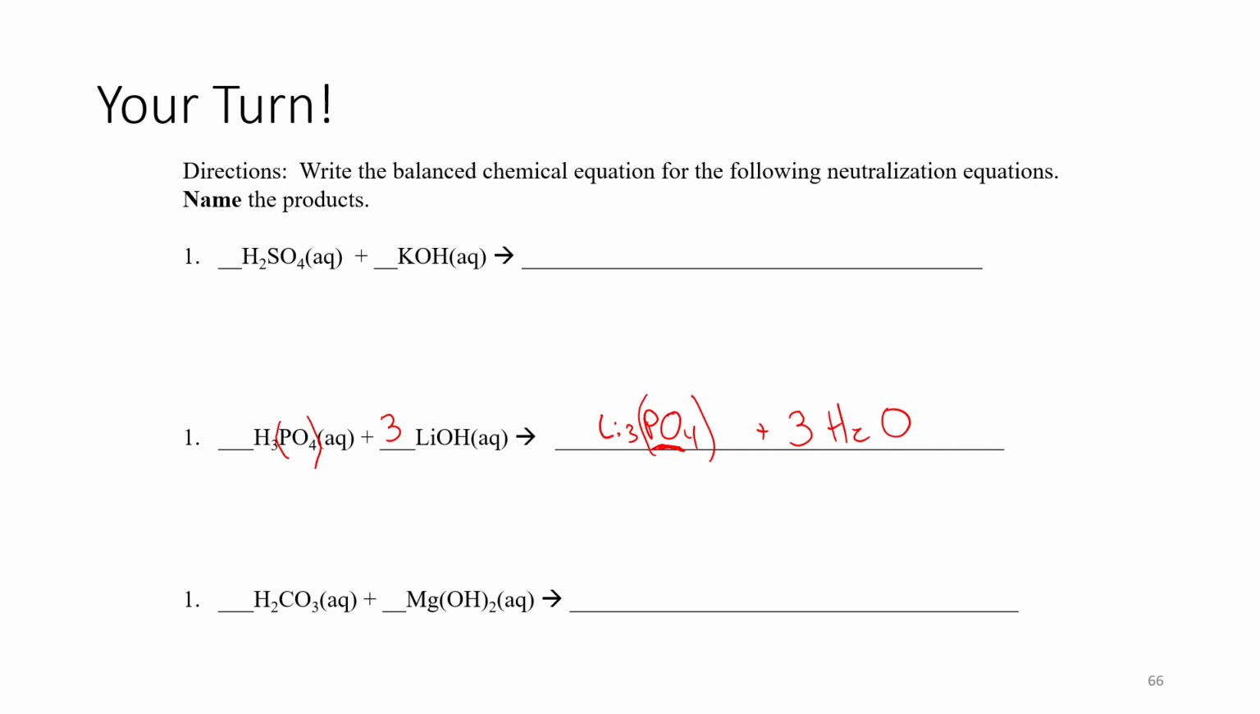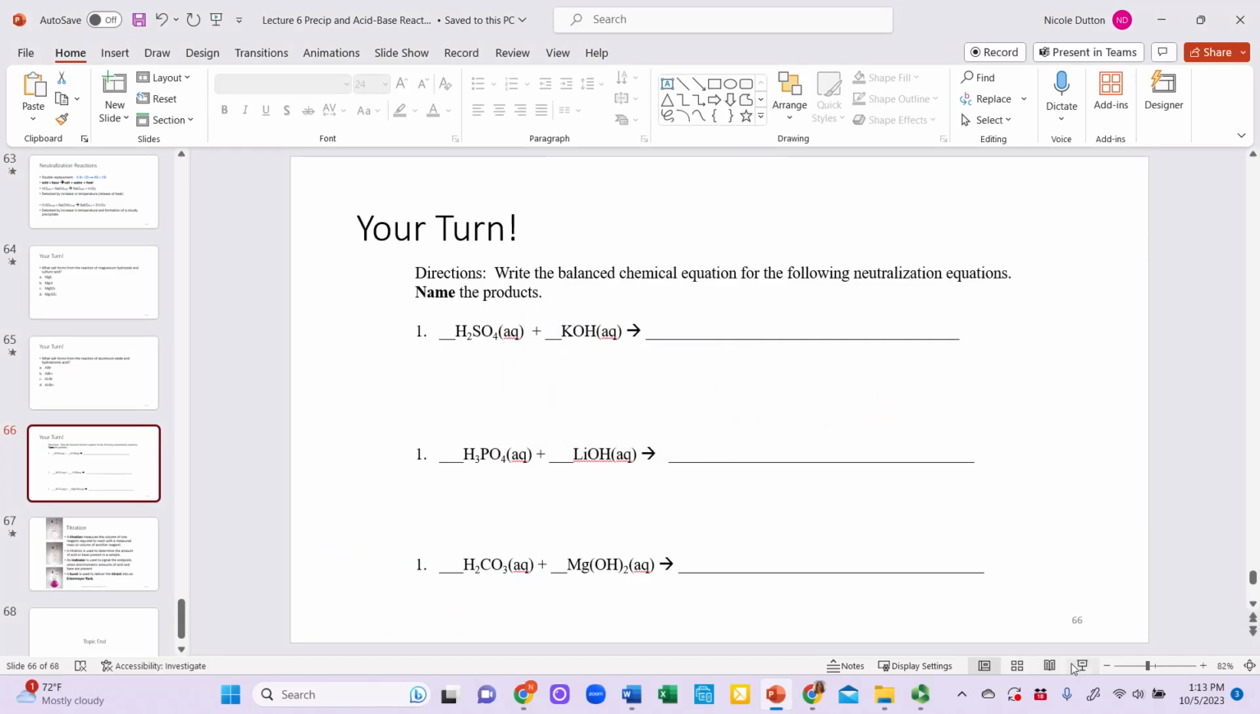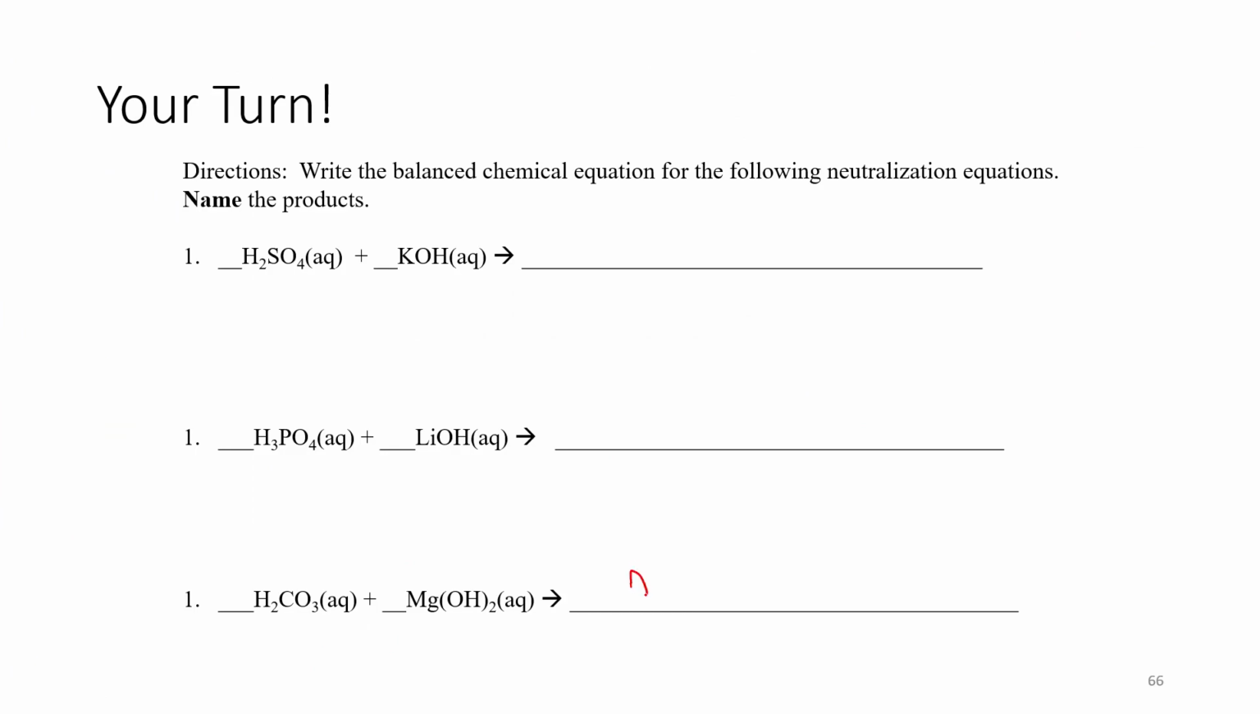Okay, for the last one, again, we're going to combine the H and OH to produce water. And we're going to combine the magnesium and carbonate. Mg has a +2 or a 2+ charge. Carbonate is CO3 2-. So when we flip down, those cancel. This is MgCO3. To balance it, I'm just going to clean this up here. MgCO3 plus H2O.